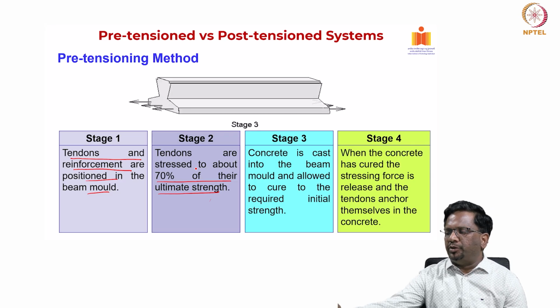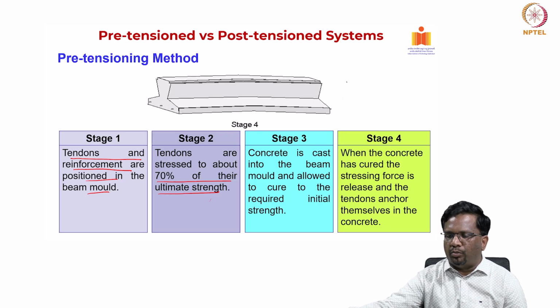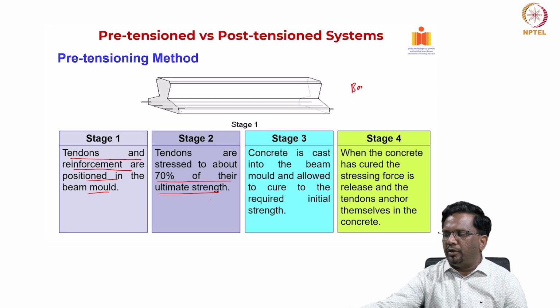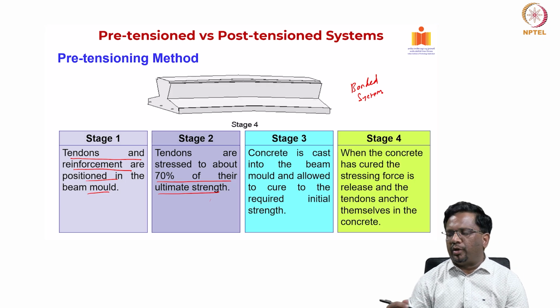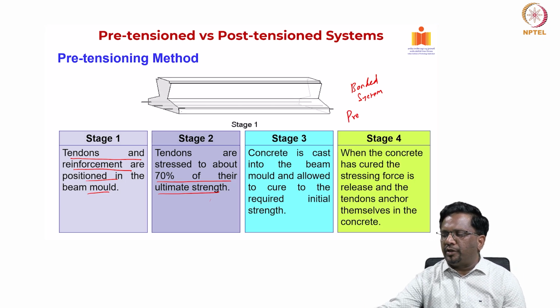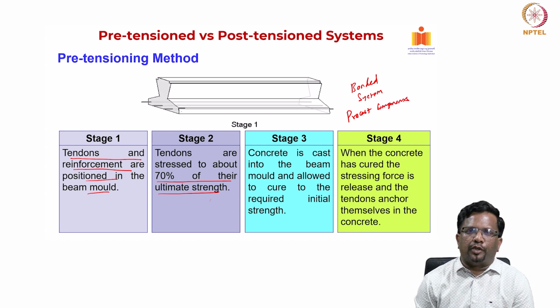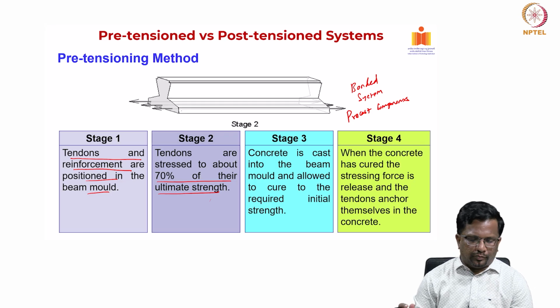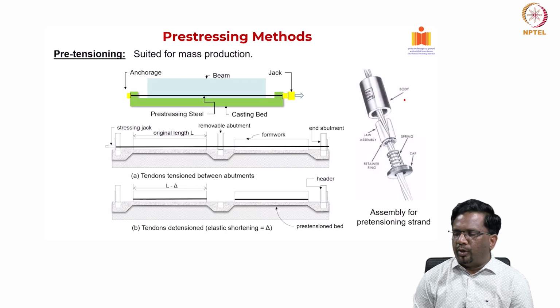Here it is a bonded system. Pre-tensioning is actually used for making precast components. Precast components are typically made using the pre-tensioning method. So these are the steps that are involved in pre-tensioning.